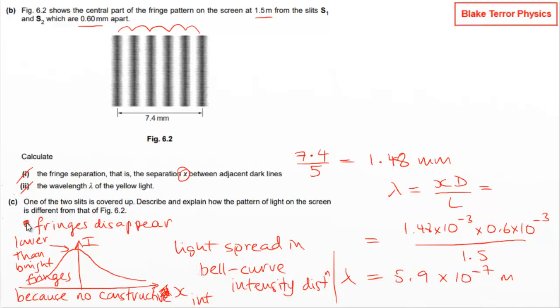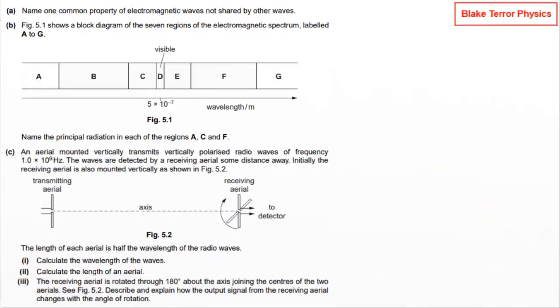So yeah, say that the fringes disappear, the light spreads out in a bell curve, draw the bell curve, and then say that the peak is going to be lower in intensity than the bright fringes because there's no constructive interference. So yeah, there's a lot of descriptive work in that question. A nice one to practice because it's the descriptive bits that tend to catch people out a little bit more. Right, I'll do one more.